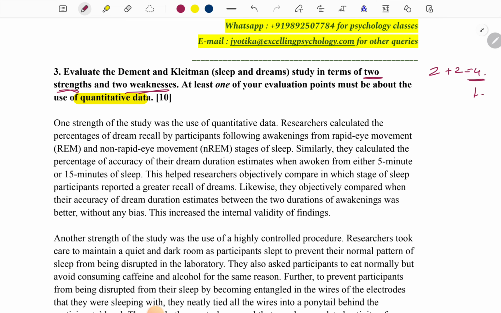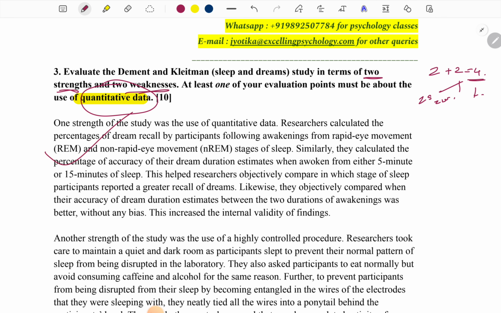If you've learned your research methods well, you know that any issue in psychology, be it quantitative data, serves as a strength as well as a weakness. There's never only a one-sided issue, that it is only a strength or only a weakness. Of course, the way something has been used in a study can make it only a strength or weakness. But quantitative data, in whichever study it is used, is such an issue that it can be looked at from both perspectives. So it is up to you, out of these 4 points, in which 2 are strengths and 2 are weaknesses, how you want to deal with it.